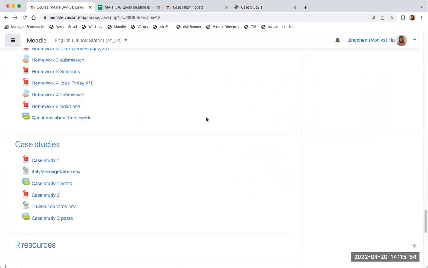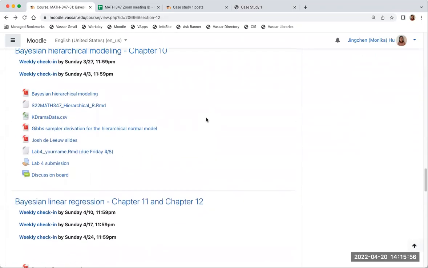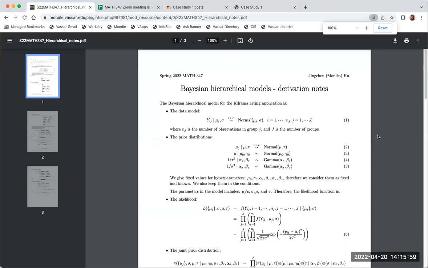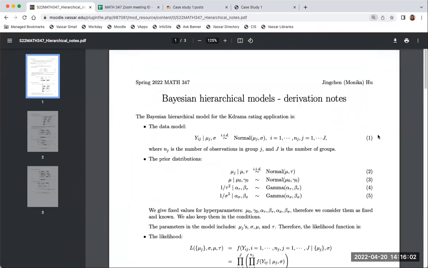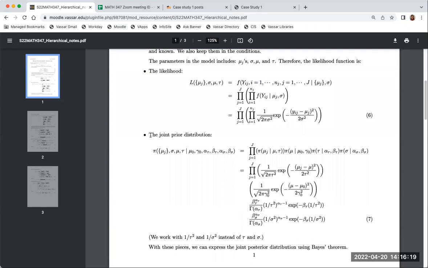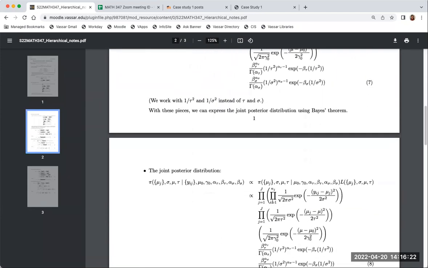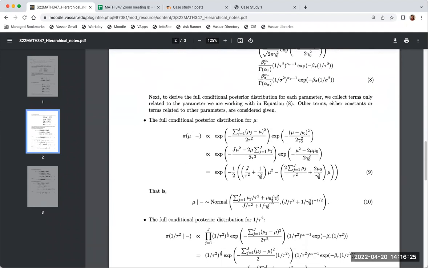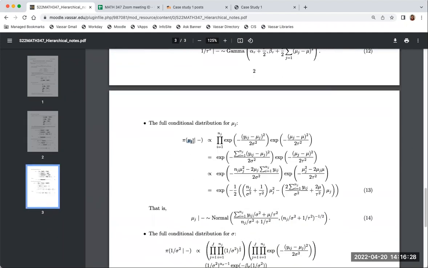Let me see. If any of you took a look at one of the derivations that I posted, most of you did when you were preparing for the exam, this was the hierarchical normal model that we did, the K-drama example. We have Yij, which is normal with mu j, and then a bunch of hyperpriors and priors going on. Let me show you one thing. If I look at the joint posterior distribution of a group mean, let's take a quick look at what equation 14 shows.